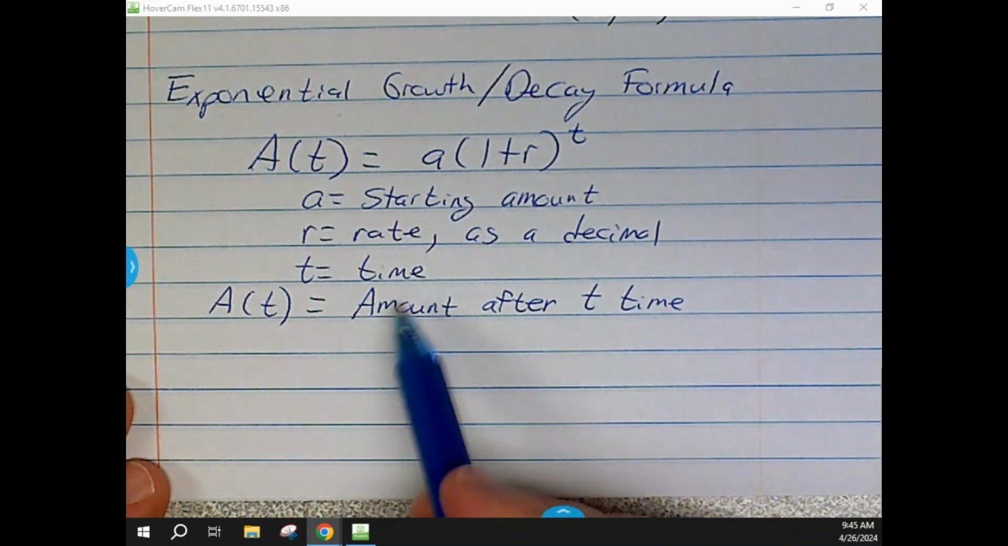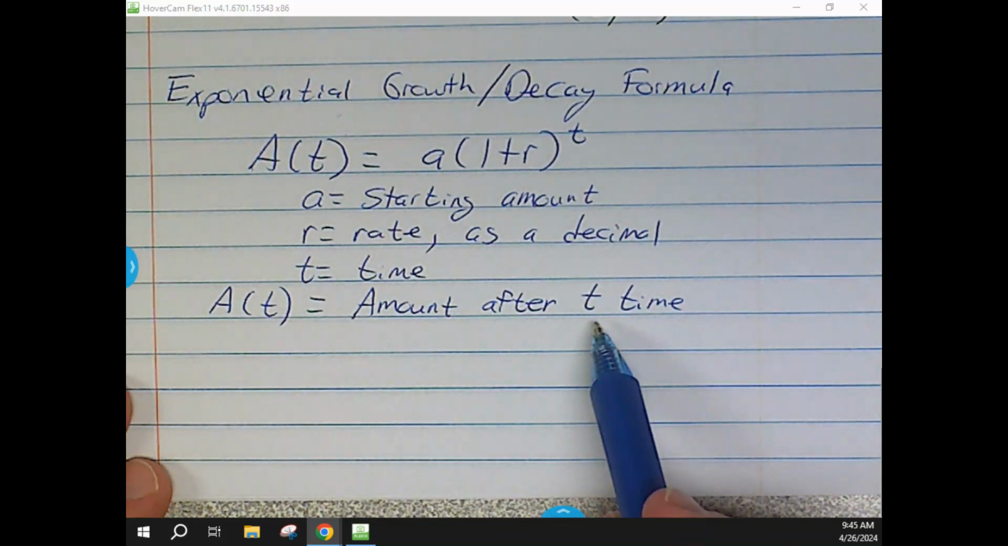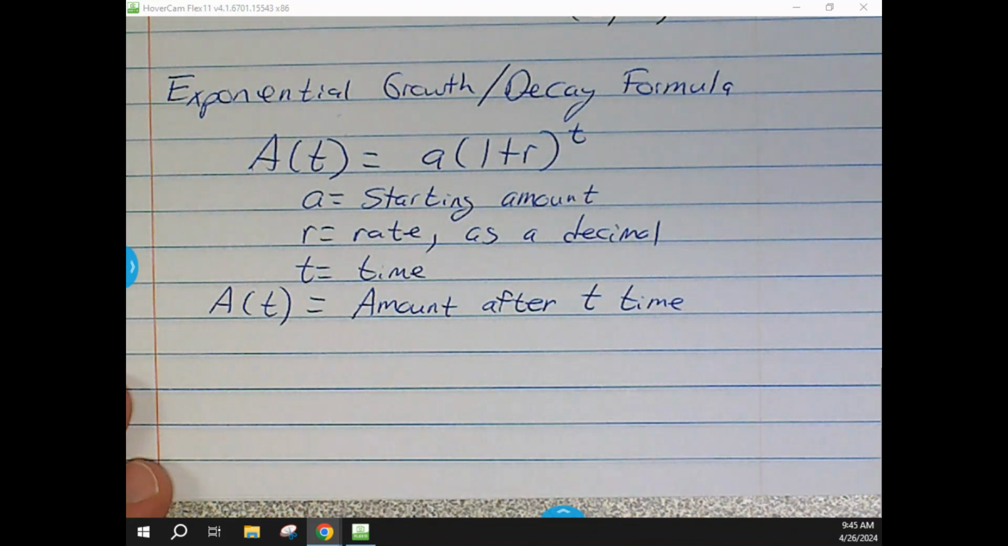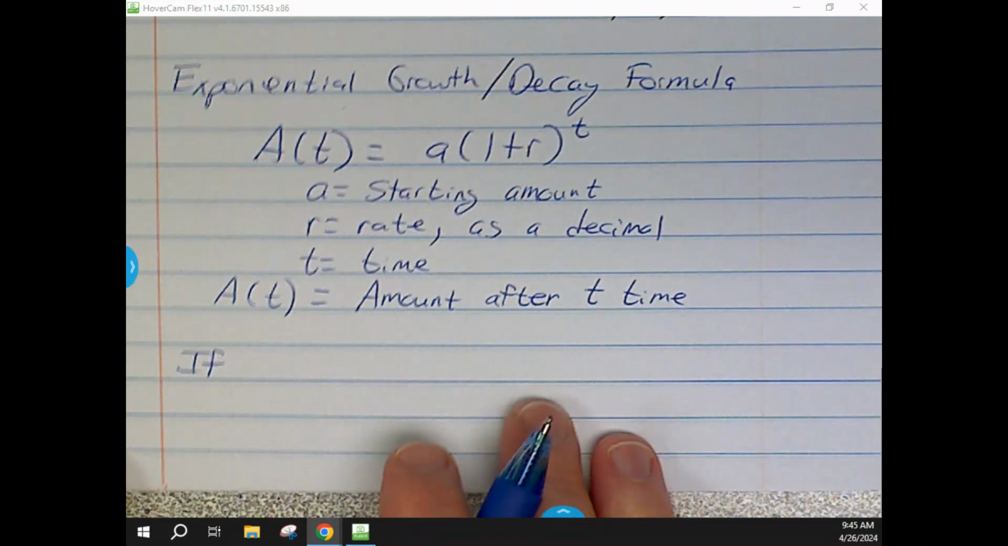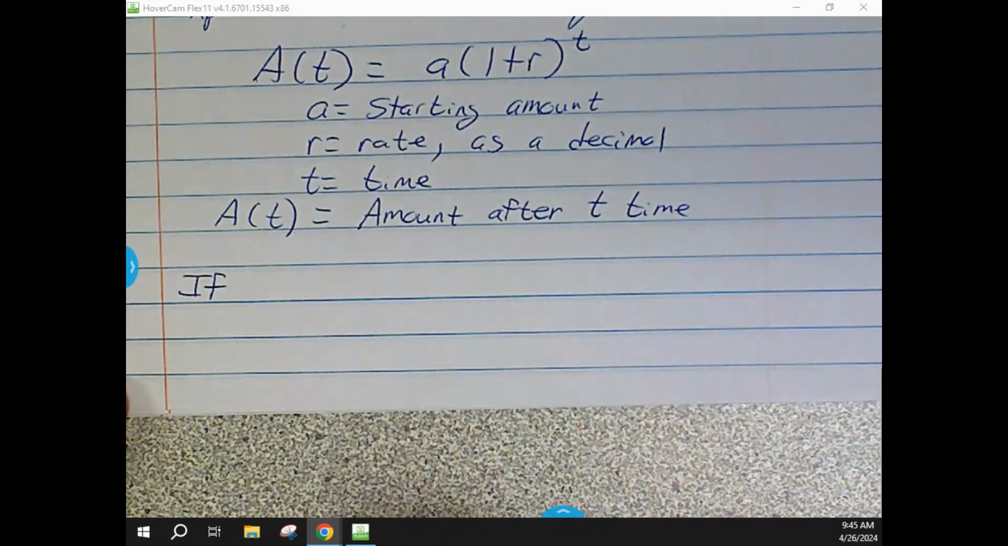So if it's money, this is how much money you're going to have after 10 years. If it's carbon-14, it's how much carbon-14 is left after 10 years. If it's exponential growth, like mold spores, maybe it's the amount after 10 minutes or 5 minutes or 6 hours or something like that. Okay, so we're going to do money because most people like money. If you're Mr. Krabs, money, money, money, money.